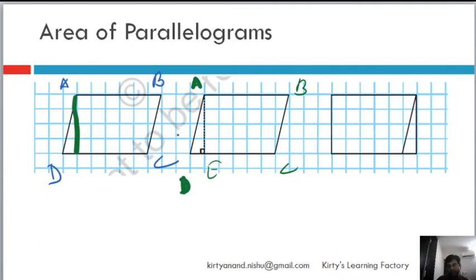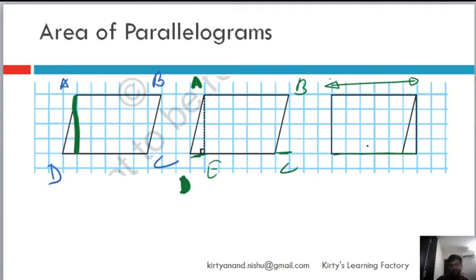So what do we get? We have transformed this parallelogram into a rectangle of length equal to AB, because AB has not changed. Similarly, whatever part of CE I have removed from here, I have added back here. So this length is also the same, equal to CD. And this is the height of the parallelogram.